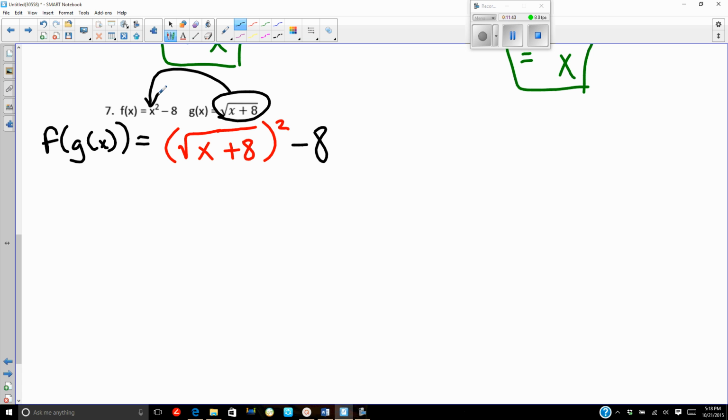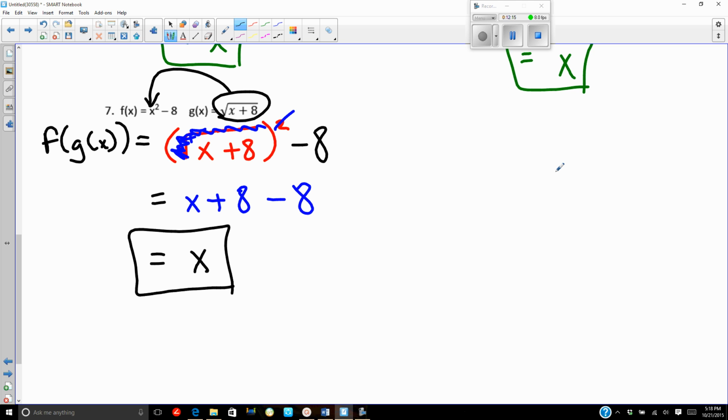So instead of x squared minus 8, it's all of the square root of x plus 8 minus 8. We talked several times yesterday about raising something to the second power and taking the square root of something. Those are just opposite operations. Those are inverse operations. So those two cancel each other out, and we're left with just x plus 8 minus 8. And then once we do that, it's pretty clear that this end result is again going to be x.